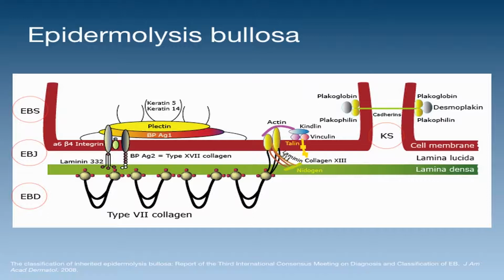We also have junctional EB, which involves hemidesmosomal proteins, most commonly laminin. There's also dystrophic EB, which will be the focus of my talk, which involves mutations in type 7 collagen found below the lamina densa. And finally, we have Kindler syndrome, which involves mutations in the focal adhesion protein kindlin.